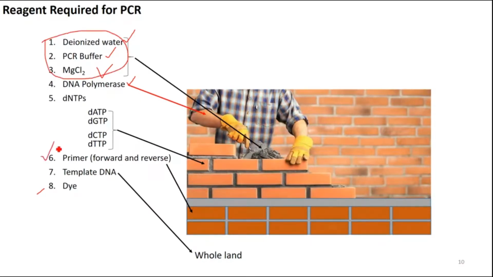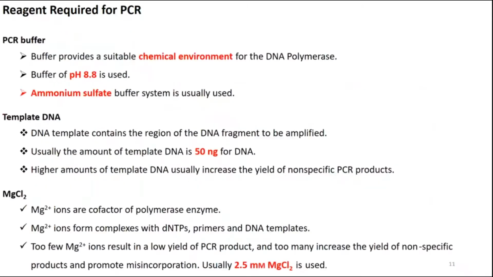And you know, the primer provides the starting and the end point for the extension of a PCR. This is somewhat similar to the base that is built before building a wall. And the template DNA is the whole land that cannot be amplified until the primers are provided. And for dyes, some PCRs require the dye as an extra thing. But the rest are the essential elements for the PCR. All of you know the pH and the requirement of PCR buffer, DNA template, magnesium chloride.